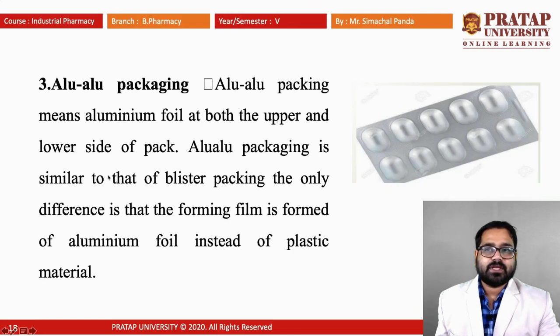The next one is known as the alu packing. In alu packaging, we can see that both sides have the aluminium foil. That's why alu represents aluminium. Alu packaging means aluminium foil at both the upper and lower side of the pack. So alu packaging is similar to blister packing. The only difference is that the forming film is made of aluminum foil instead of plastic material.